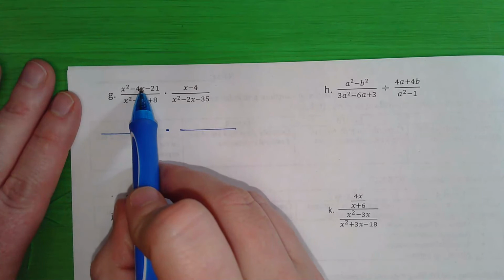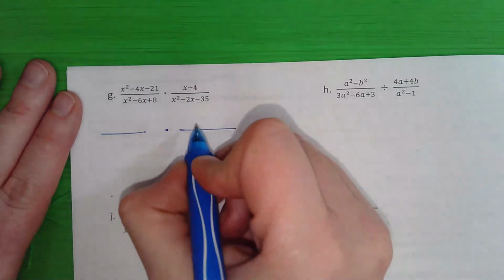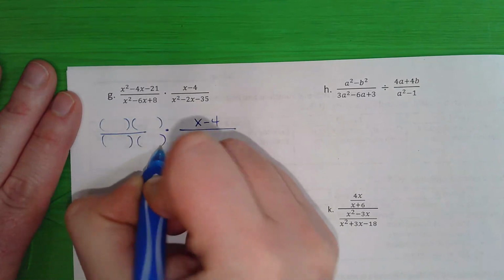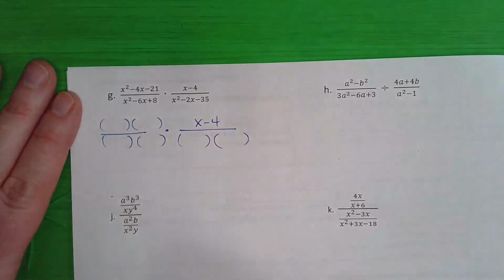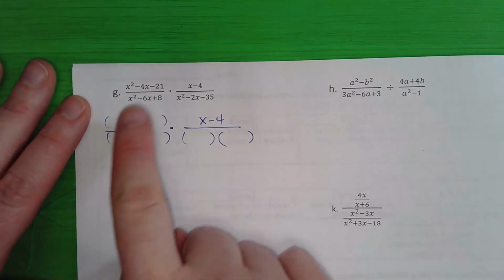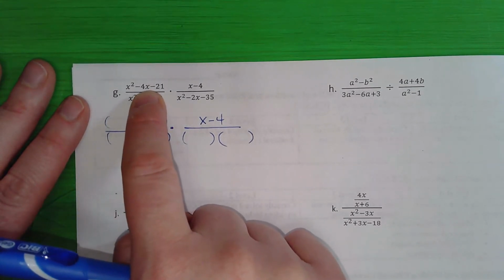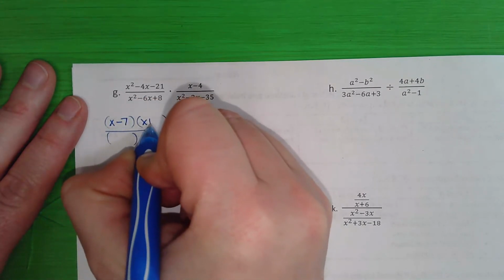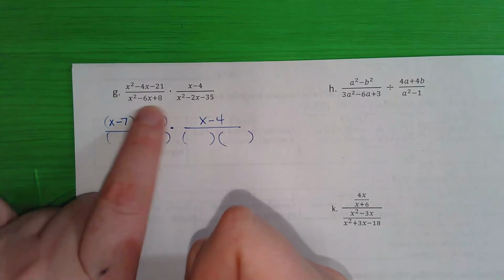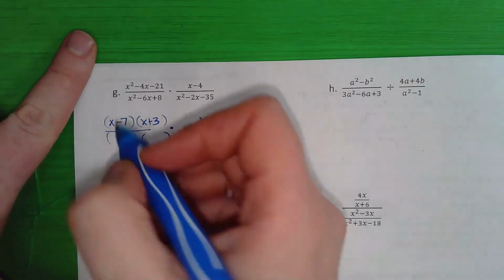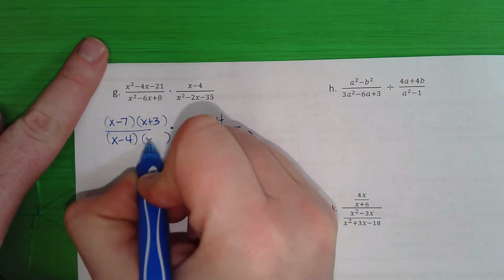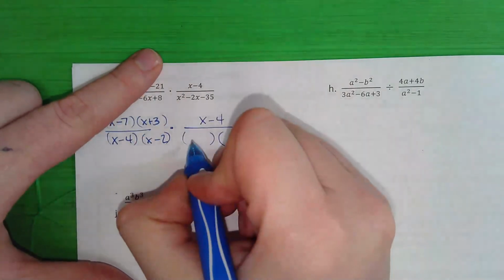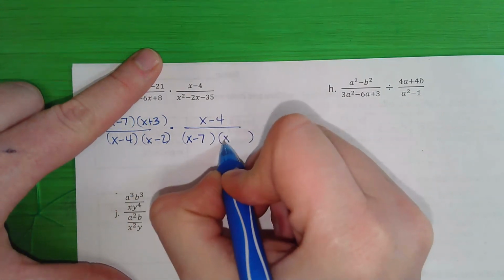I need to factor 1, 2, 3 of the 4 parts because x minus 4 is not going to change. So with that, what's the factors of negative 21 that add to be negative 4? That's going to be x minus 7 and x plus 3. Factors of 8 that add up to be negative 6 are going to be x minus 4 and x minus 2. And the factors of negative 35 that add up to be negative 2 is going to be an x minus 7 and an x plus 5.